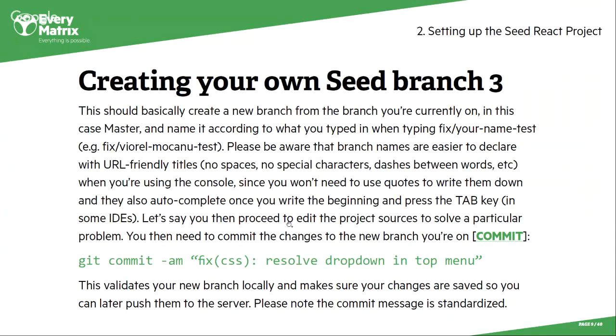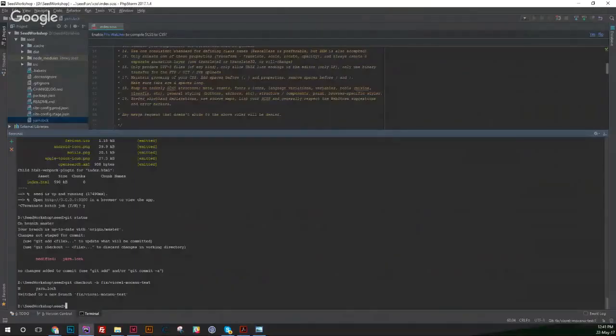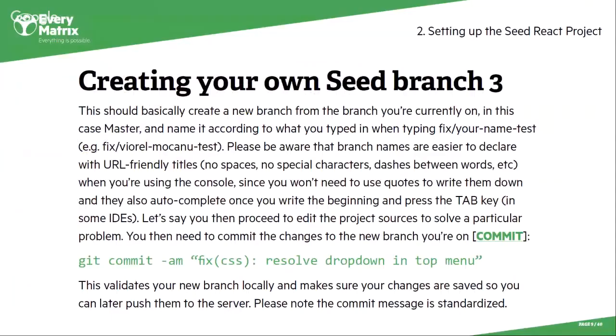Let's say you then proceed to edit the project source to solve a particular problem. In our case, we have that yarn lock file. You then need to commit the changes to the new branch you're on. So I've created a new branch, but I haven't committed the changes in that branch. Let me do that right now. But first, let me explain the command.